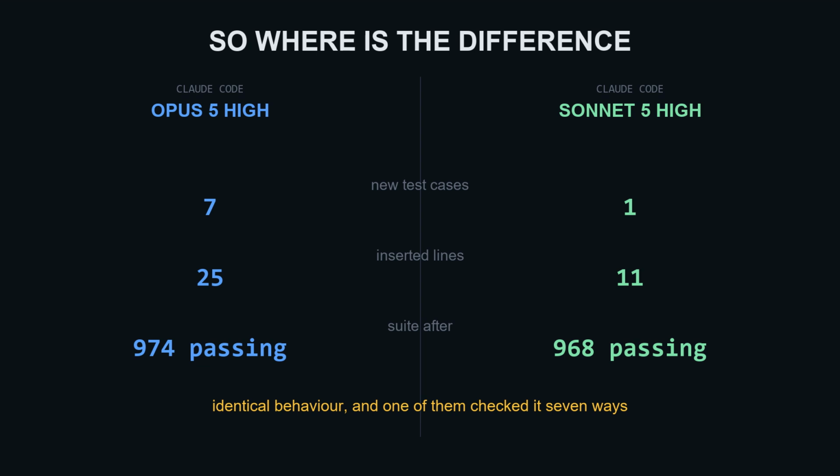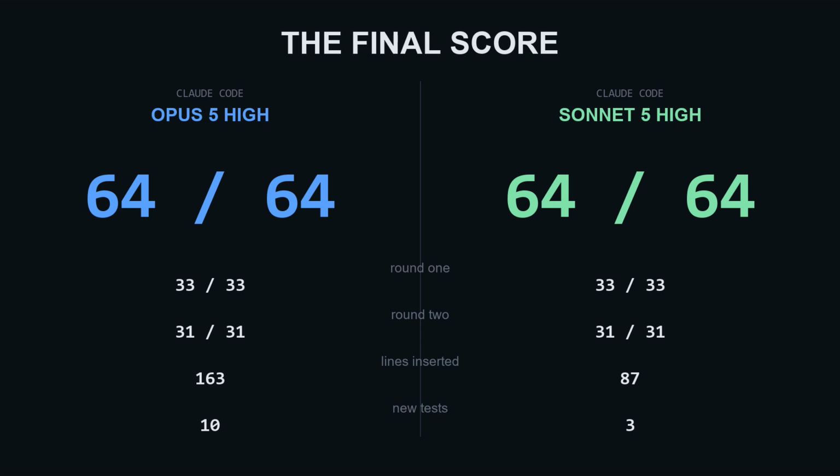On volume, it is a landslide. Count the inserted lines. Opus added 163. Sonnet added 87, 10 new tests against 3. Nearly double the code for behavior that a 24-input probe cannot tell apart.